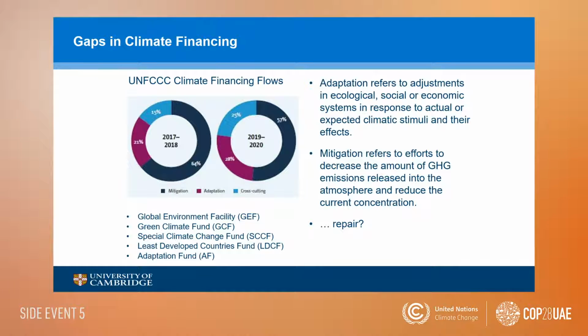Now, adaptation generally, of course, I don't need to really explain it to this crowd, but just in case, adaptation generally refers to the adjustments in ecological, social, or economic systems in response to actual or expected climate threats. And this helps people change their behaviors to reduce their long-term risks to those changes. Mitigation refers to efforts to reduce climate change through the reduction of GHG emissions, and also to reduce their current concentration in the atmosphere.